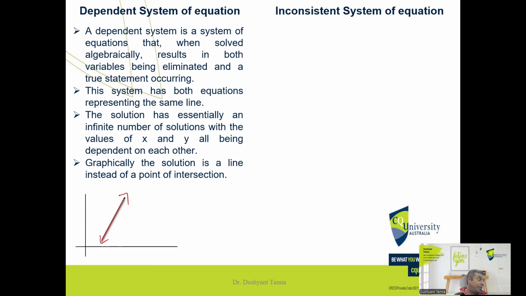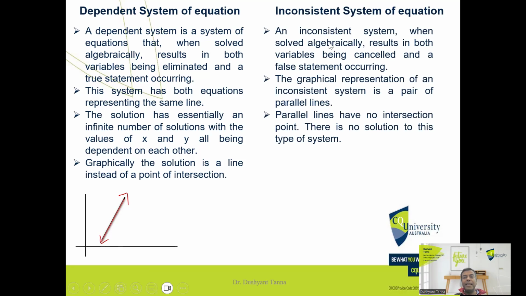Inconsistent system of equations, parallel lines, no solution. An inconsistent system, when solved algebraically, results in both variables being cancelled and a false statement occurring. I'll give an example here.